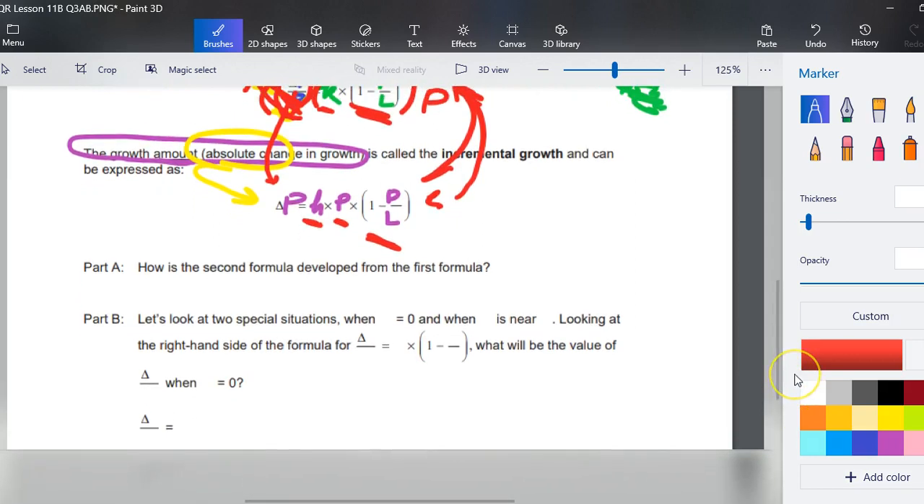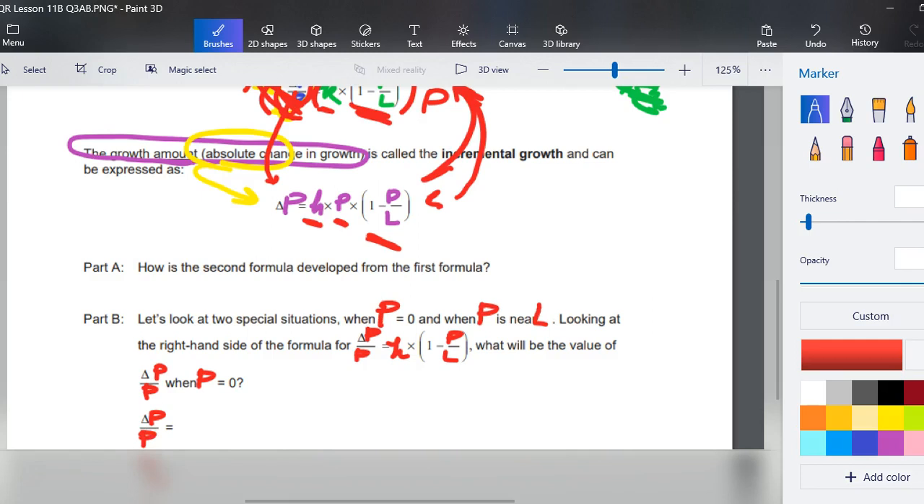But then part B says, let's look at two special situations: when P is 0, and then when P is getting close to the carrying capacity. They're asking us to look at the right-hand side of the formula, and that's the delta P over P. I'll provide this on the test, but sometimes it's just really good to go ahead and memorize stuff because then you know that you know that you know it. But here's our formula. What's going to be the value of the change in P over P when P is 0?